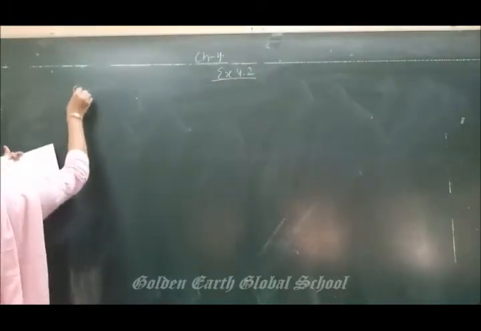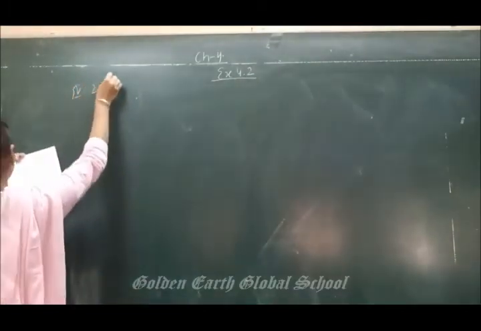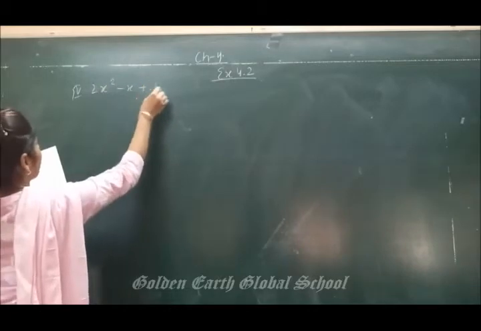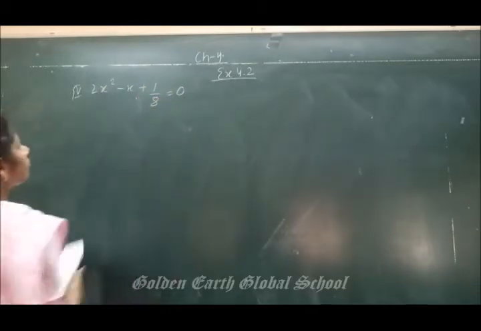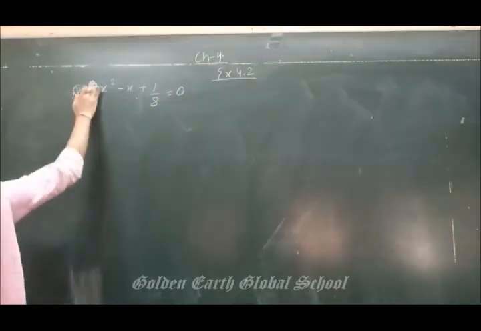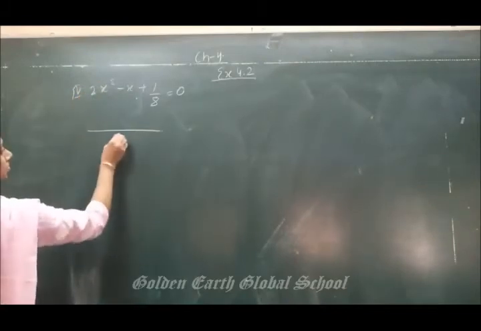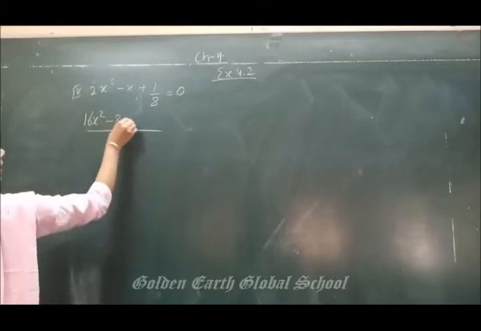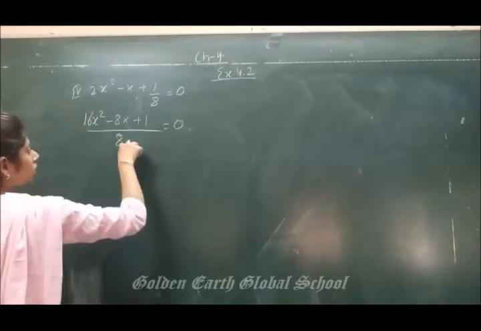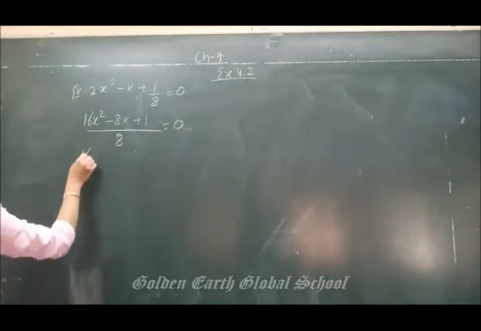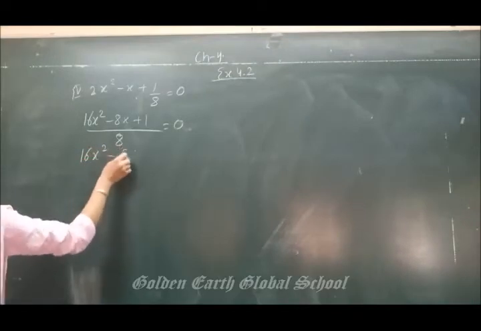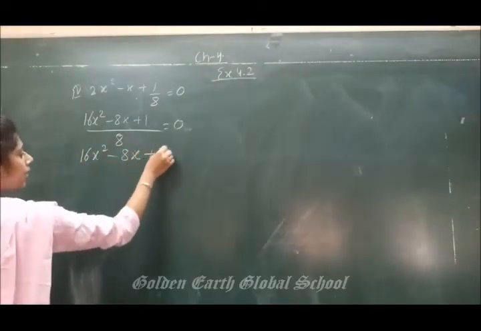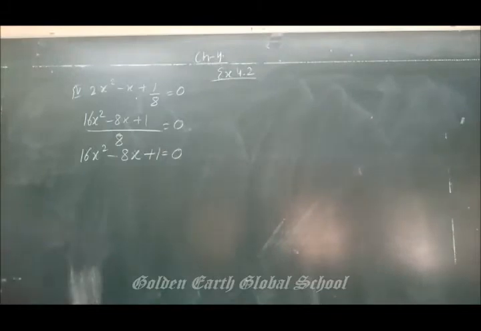Next, the fourth part. In the fourth part, the question is 2x square minus x plus 1 upon 8 equals to 0. First of all, to make it a simple equation, take the LCM. So it will become 16x square minus 8x plus 1 equals to 0. Now 8 into 0 is 0. So the equation will become 16x square minus 8x plus 1. Now you can easily factorize it.